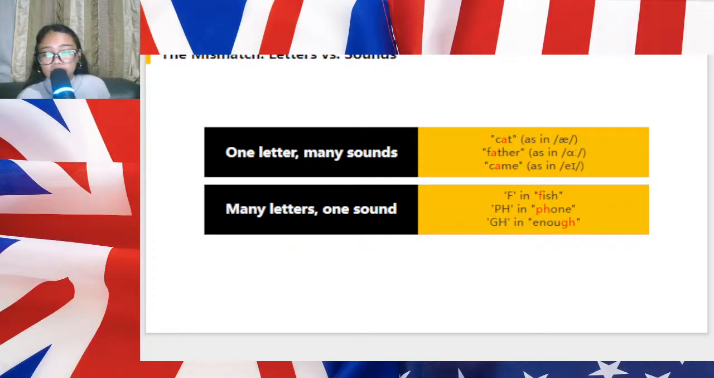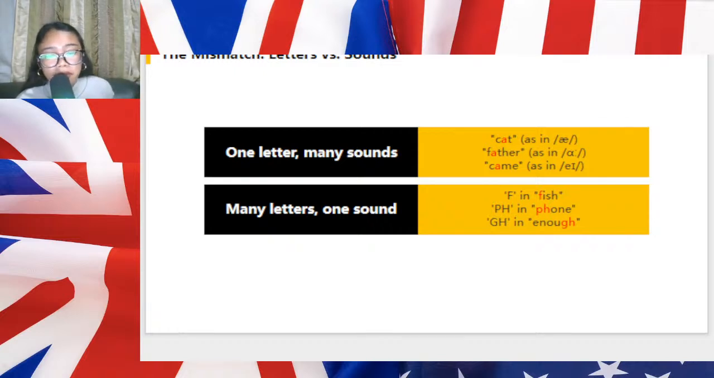Next to that is that many letters has one sound. And here, what are our examples? The words fish, phone, and enough, which all make the same F sound. These are the exact complexities that English spelling presents.